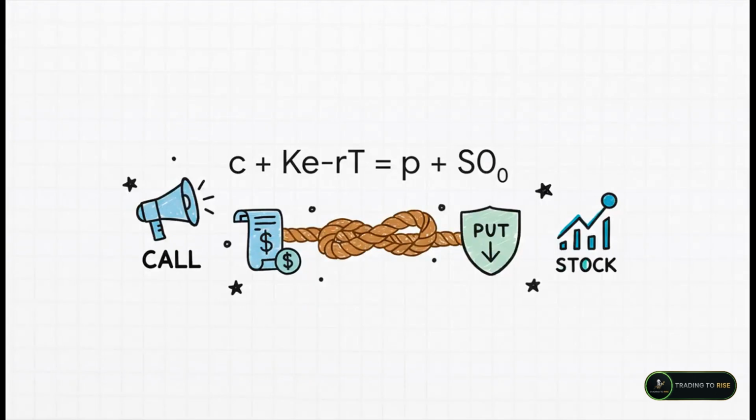And this is the formula that comes out of that logic. Now, don't get hung up on the math here. You don't need to memorize this. The big idea is what matters. Puts and calls are forever tied together. One can't get way out of line without the other. This formula is basically the market's built-in balancing act. It's a self-correcting mechanism that keeps everything rational.